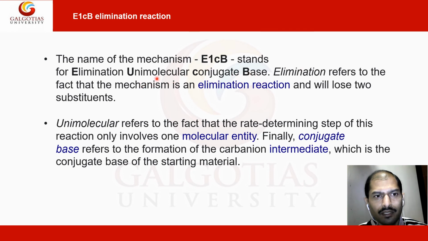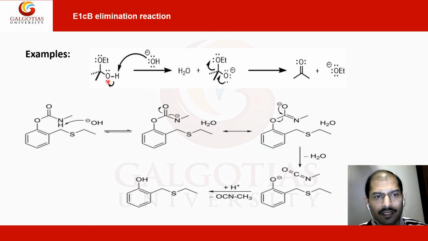The literal meaning of E1cb is elimination unimolecular conjugate base. Elimination refers to the fact that the mechanism is an elimination reaction, in which we lose two substituents. Unimolecular refers to the fact that the rate determining step of this reaction involves only one molecular entity. Finally, the conjugate base refers to the formation of the carbanion intermediate, which is the conjugate base of the starting material. We will understand it more clearly from the example.